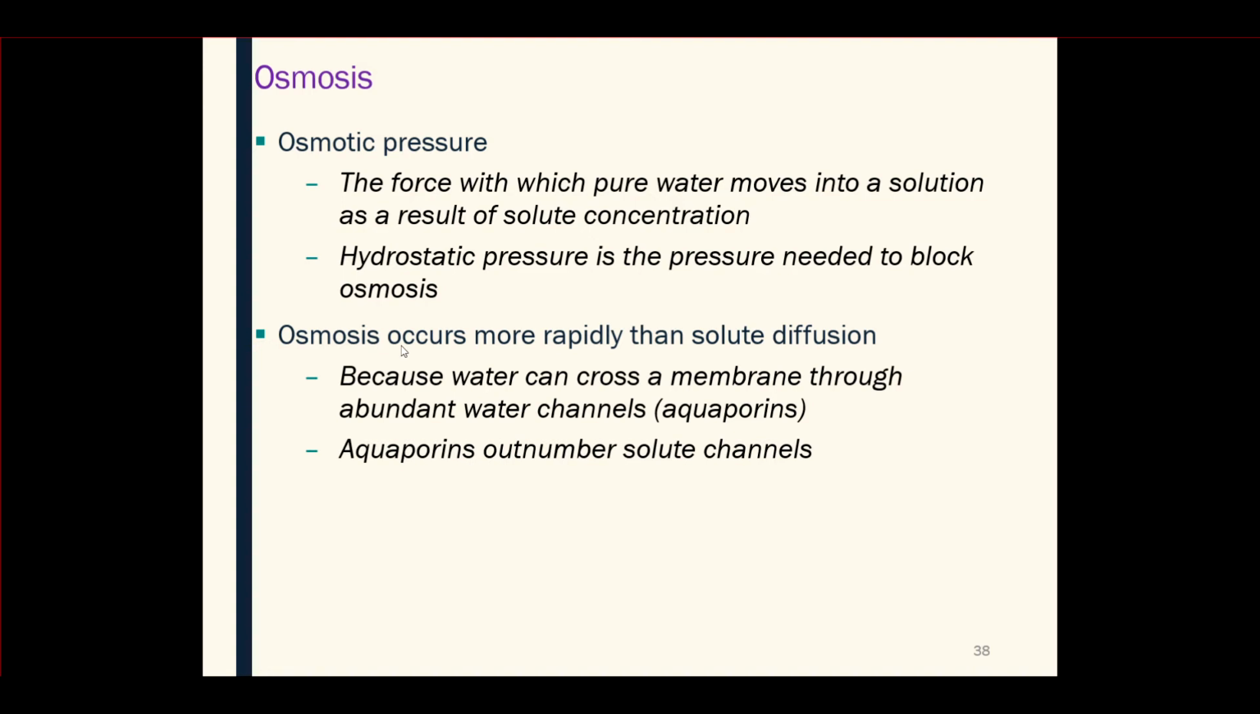Okay, osmosis occurs more rapidly than solute diffusion. This is because water can cross a membrane through abundant water channels, meaning we have a lot of special channels that are water channels. We call these aquaporins. Think of aqua as water, and these are proteins that have a pore in them, like an opening. So we tend to have more aquaporins than regular solute channels. So the movement of water can be very, very rapid.